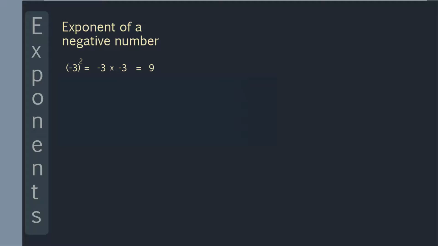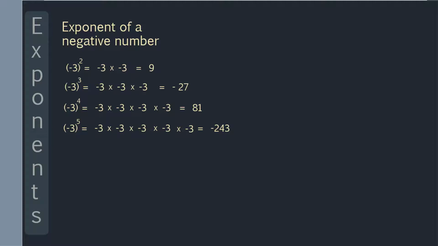Negative 3 raised to 2, that is negative 3 square, is negative 3 into negative 3, that is equal to 9. Its third power, that is negative 3 cube, is negative 3 into negative 3 into negative 3, that is the same as negative 27. Its fourth power, that is negative 3 raised to 4, which is multiplying itself 4 times, is equal to 81. Fifth power of negative 3 is negative 243.